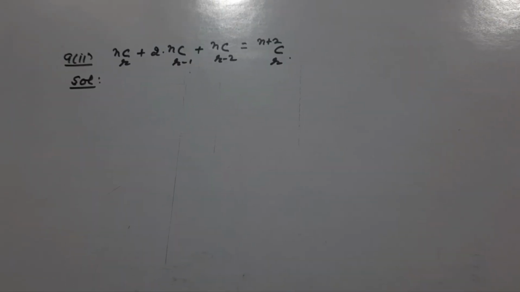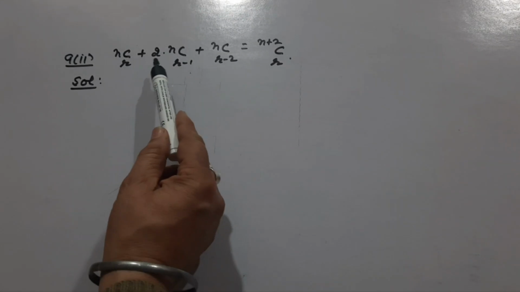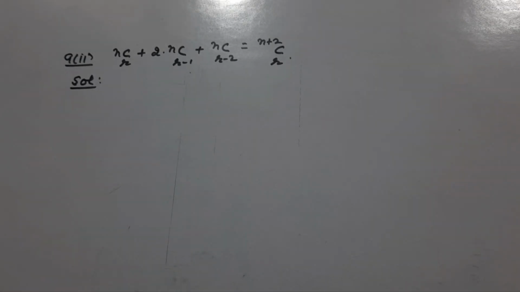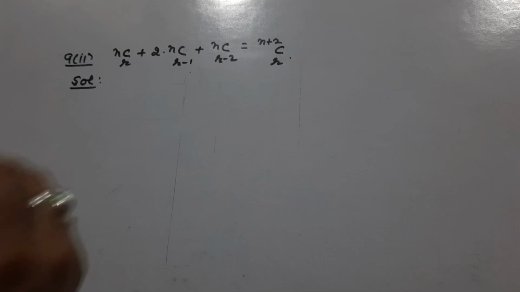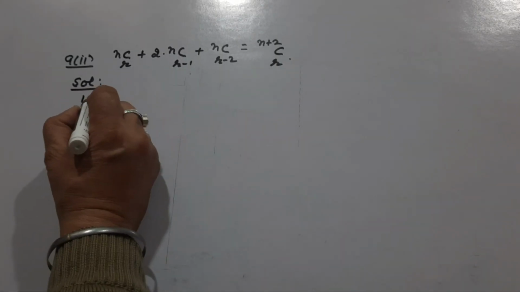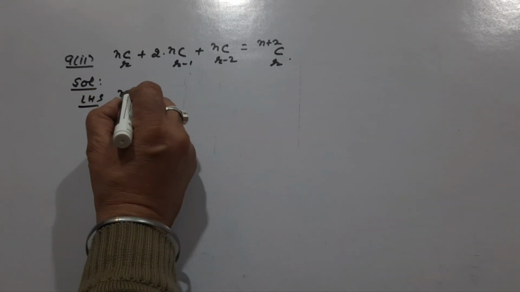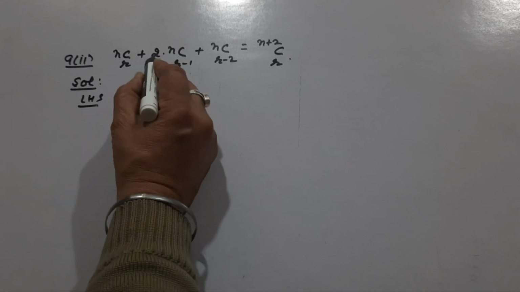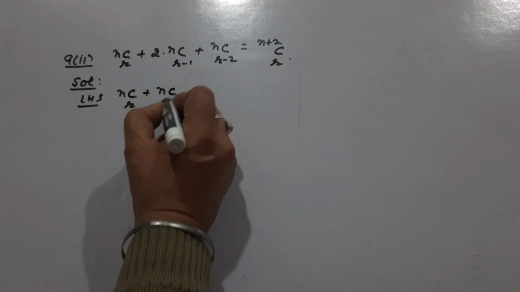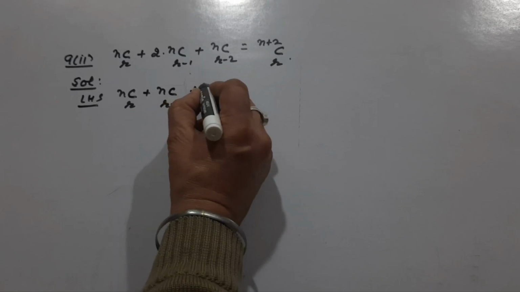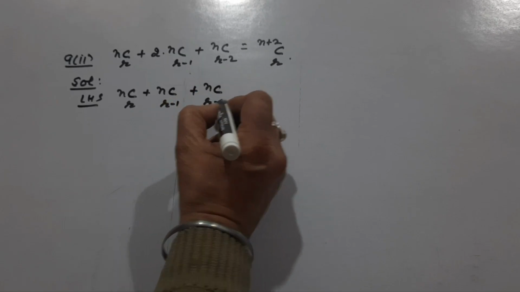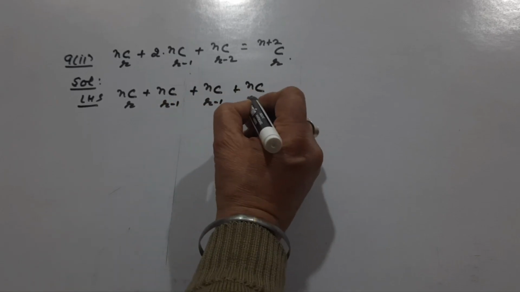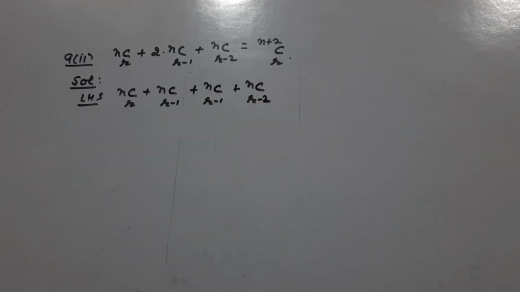Now let us start with question number 9, second part. The question is we have to prove that nCr + 2 times nCr-1 + nCr-2 equals n+2Cr. Now let us do it. Take the left side first. We can write nCr, and here we have 2, so we can write it like this: nCr + nCr-1 + nCr-1 + nCr-2.